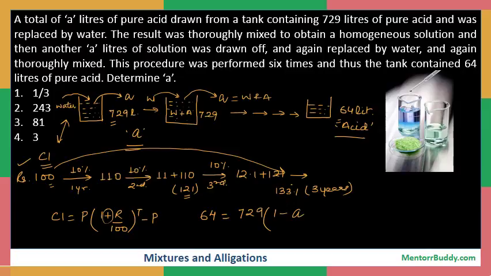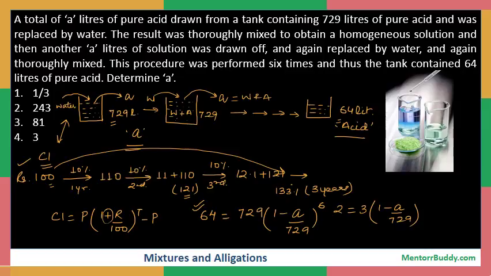How much was removed? That's what we have to calculate, divided by the initial value, and how many replacements happened? 6. So this is my expression when it comes to 6 removals and replacements of equal quantity. In order to solve this equation, I can take the sixth root of both sides. When I take the sixth root of 64, this gives me 2, equal to the sixth root of 729, which is nothing but 3, multiplied by 1 minus A by 729.